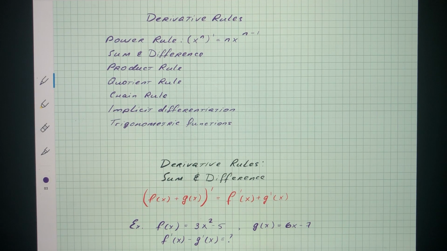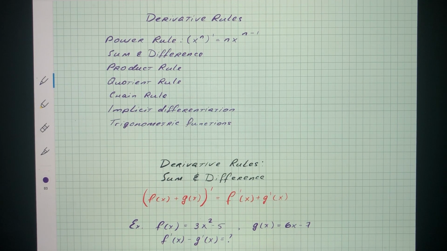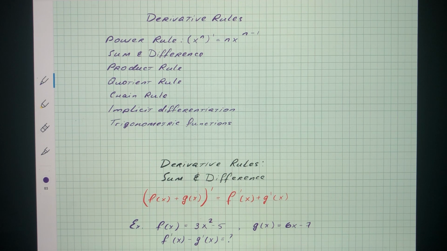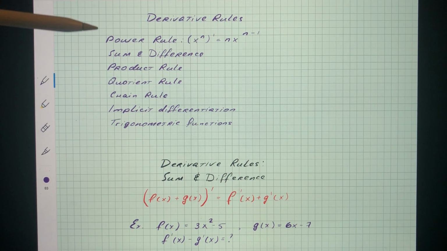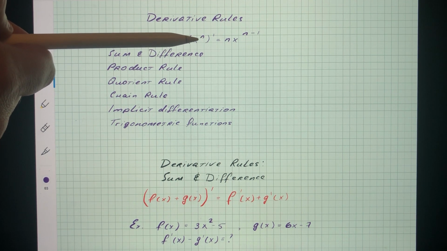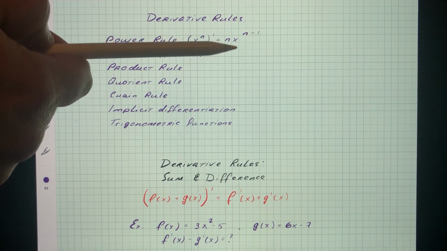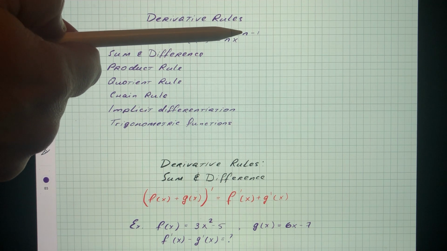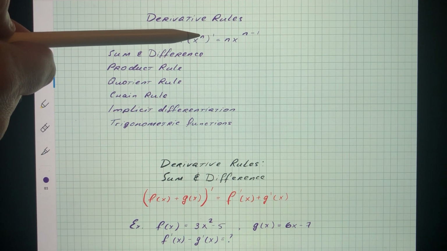Hello. There are many shortcut rules for taking the derivative. We have looked at the power rule so far, which says that if we have x to any power, the derivative of it is that power times x to the power one less than the one we started with.